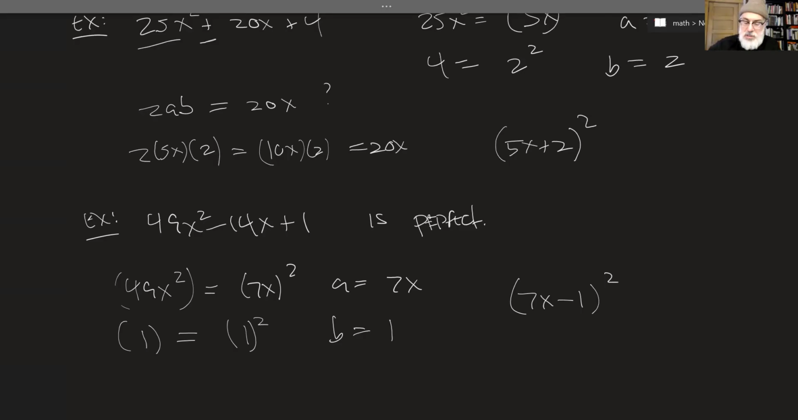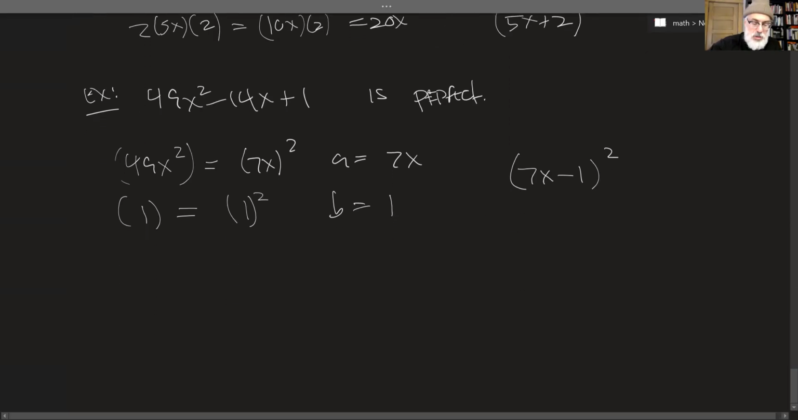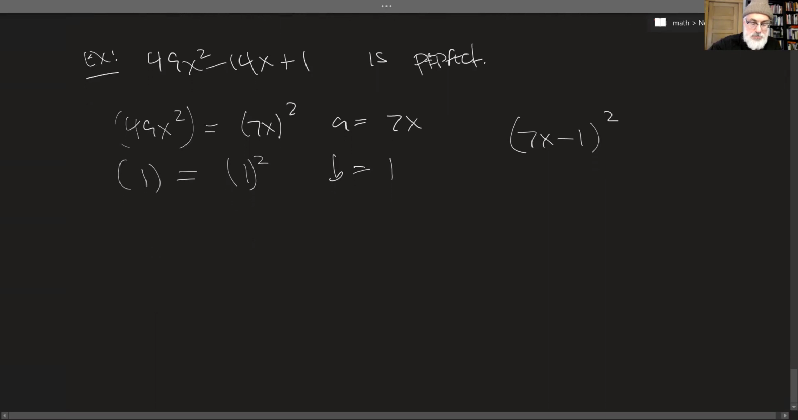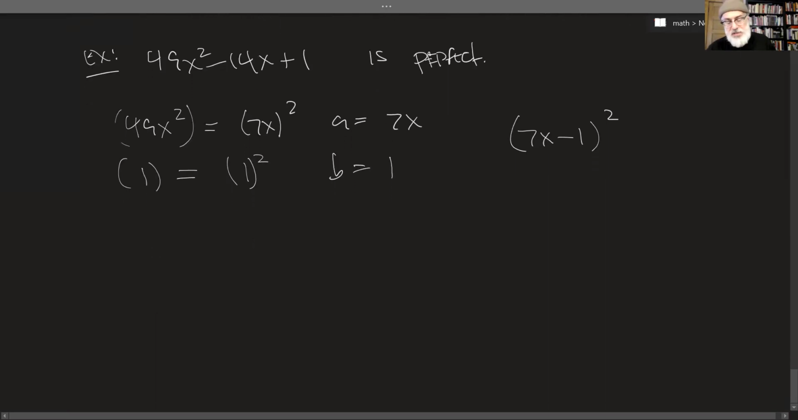So that's a handy thing to do. You can, again, use the previous grouping factorization method to factor 49x squared minus 14x plus 1. It'll take you a bit longer, but it'll work. Let's look at something called factor the difference of squares.